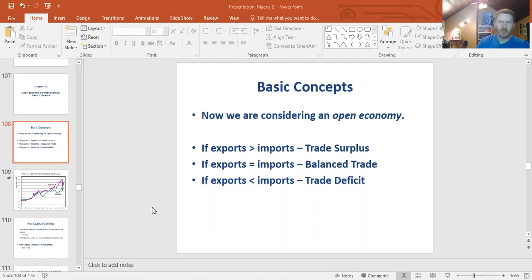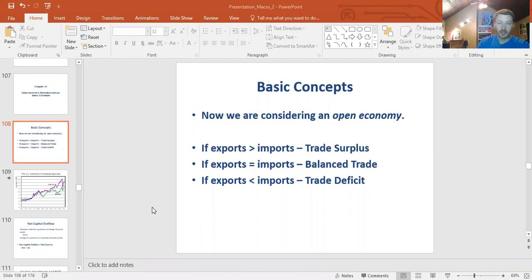Before, some of our models have been designed in the context of a closed economy. Just for simplicity, not for realism, we assumed that the economy was closed to international trade. But now we're switching gears, coming to a more realistic model, and we're going to consider an open economy, an economy that's open to international trade.